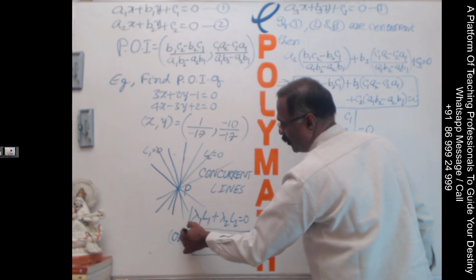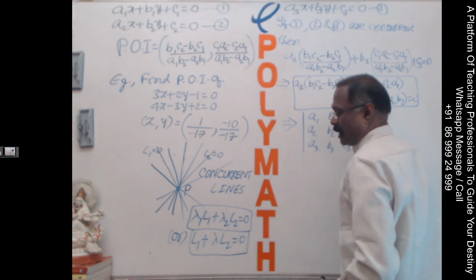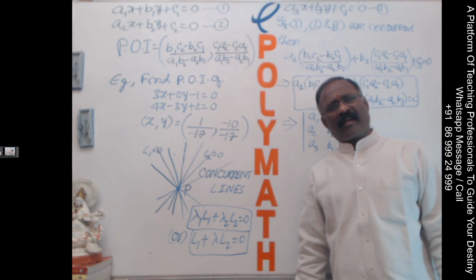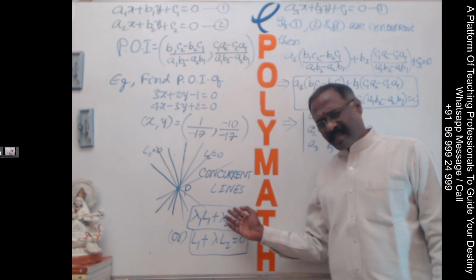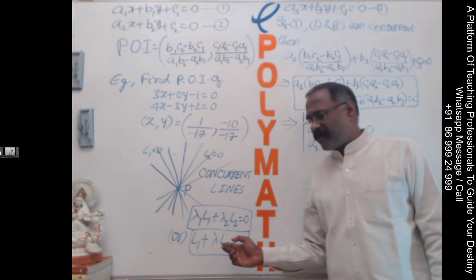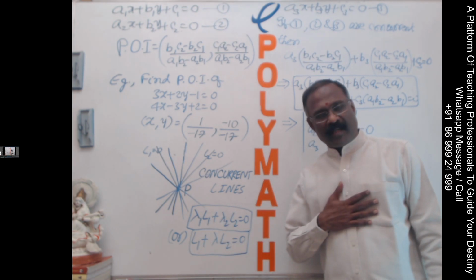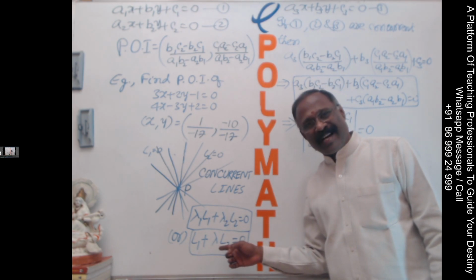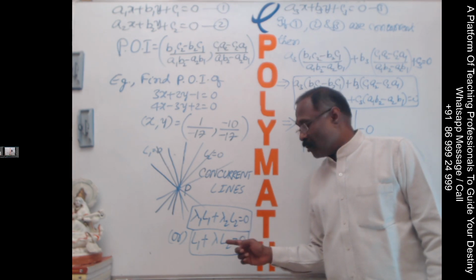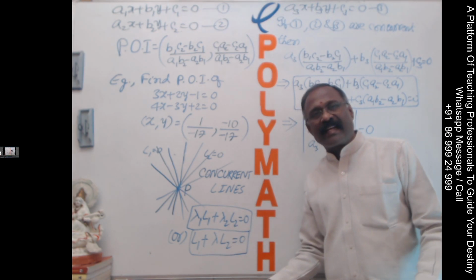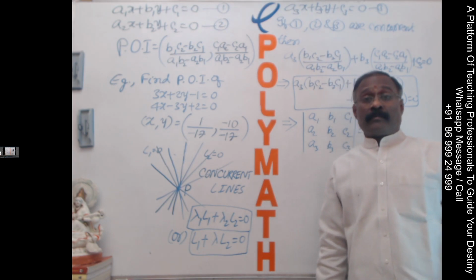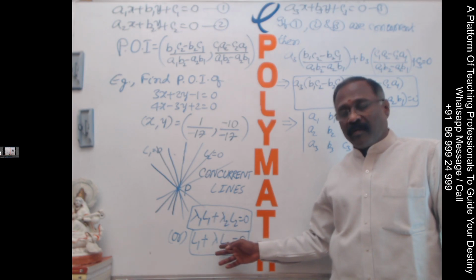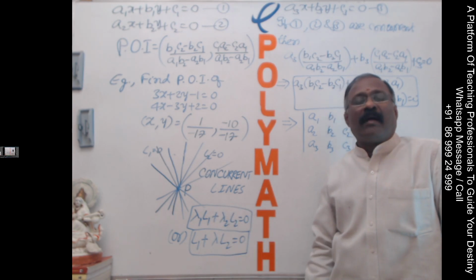Why am I writing both of them? The question may be given in this form or in that form. Whatever the form given, you have to recognize that both are the same. How are both the same? Divide throughout by lambda 1. What happens? L1 plus lambda 2 by lambda 1 times L2 is equal to 0. Lambda 2 by lambda 1 is taken as lambda. Understand? So in place of lambda 2 by lambda 1, we write lambda. Both are the same.